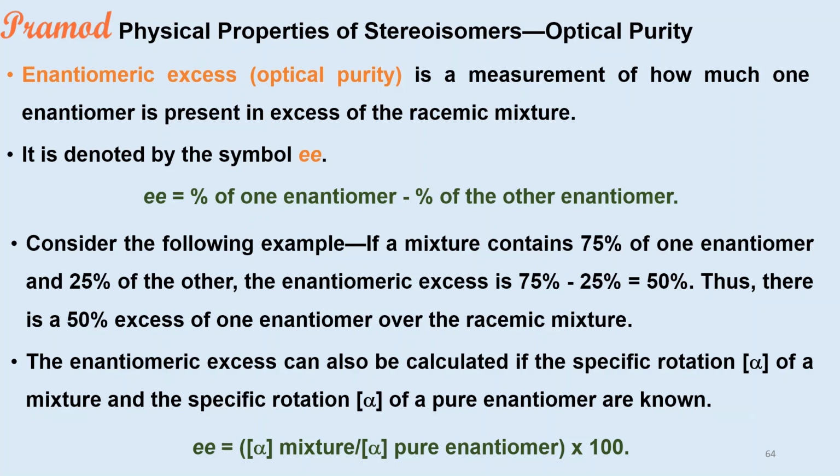So if you know the specific rotation of the mixture and the specific rotation of your pure compound, which is standard, then you can find the enantiomeric excess. By calculating the specific rotation of the mixture and putting it in this formula, you will come to know how pure your enantiomers are in your mixture.